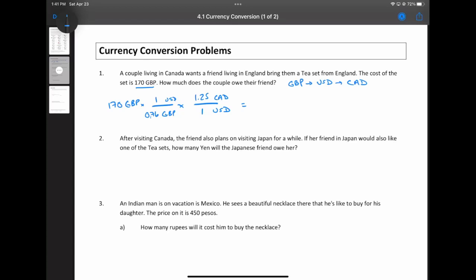So now we cancel out like units, GBP on the top, USD on the bottom. And what we're left with is the only unit left is Canadian, and it's going to be 170 times 1 times 1.25. And there's only one number on the bottom, so I'm just going to divide by 0.76. So multiply the tops, divide the bottoms. And that gives us 279.61 when we round off, Canadian dollars. So that's how much we owe our friend.